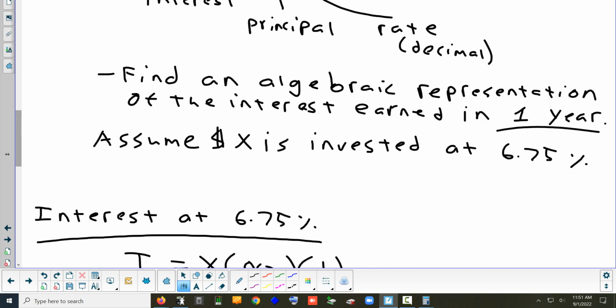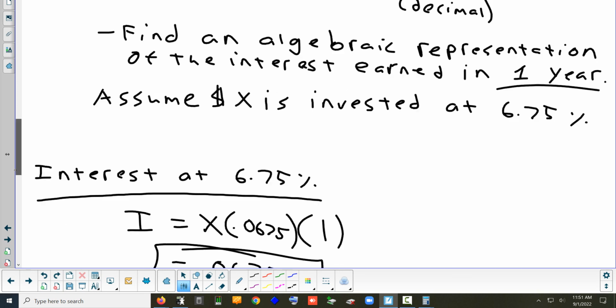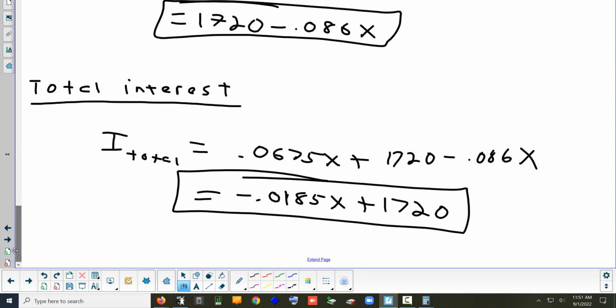They told us, they said assume X is the 6.75%. If they didn't tell you that, you could let X be either one. It wouldn't matter. You could get a slightly different formula, but it would still calculate the same result. Any other questions on that formula?